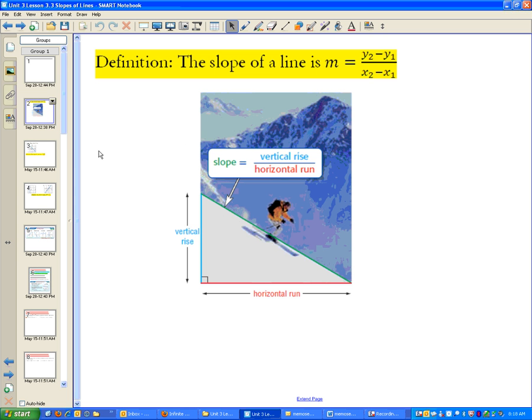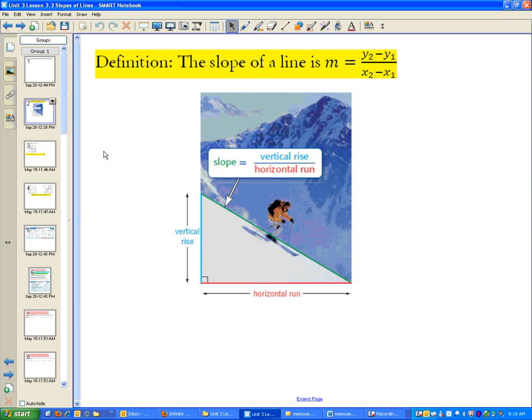Little review here. The definition of the slope of a line is this formula. We call it the slope formula. It's the definition of the slope of a line. We'll say things like rise over run, but the way you find it is with this formula. Lowercase m stands for slope. I don't know why m stands for slope. All right, so it's y2 minus y1 over x2 minus x1.